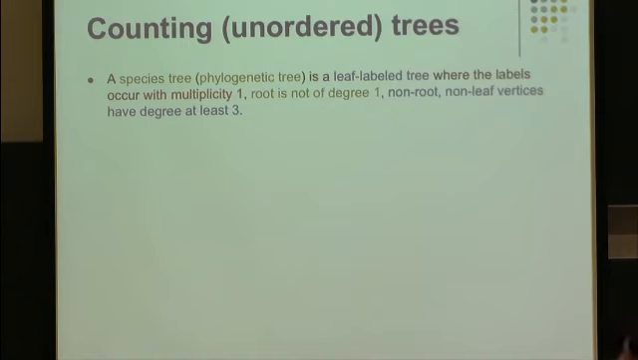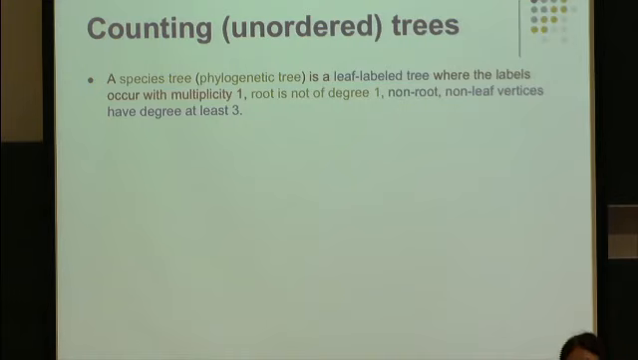So I will define a species tree, but everybody knows what it is. But for me, a species tree is a leaf-labeled tree where the labels occur with multiplicity 1, meaning we are talking about a species tree. The root is not of degree 1. This is a technicality. You may choose your root to be of degree 1, having that last edge or not, but you have to decide which one you are using.